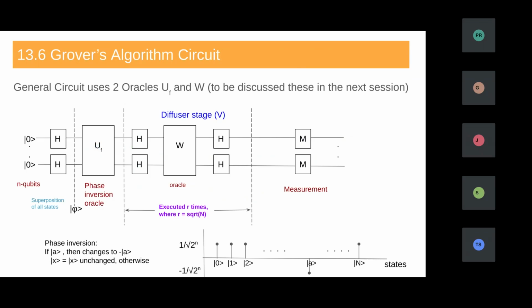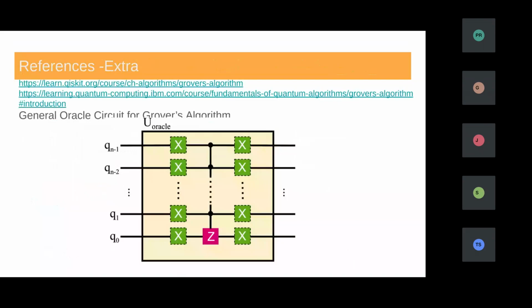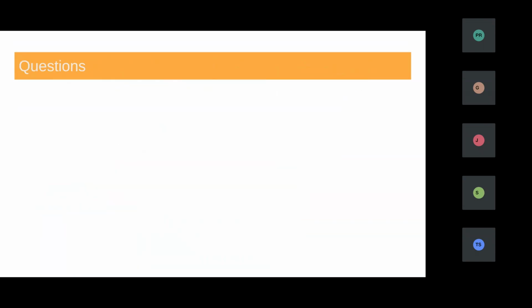The circuit is there, but we are already 12 minutes beyond our time. I will leave the circuit to be discussed later, but this is what we are going to take as an exercise, and in the next session we will have all these details. There are some links in the references here, and you can go through them. I think I should stop here. If you have any questions, please go ahead.